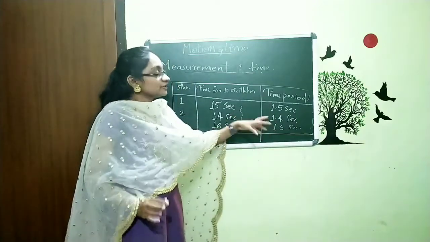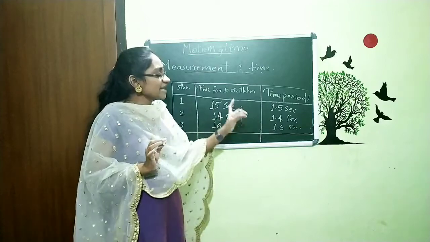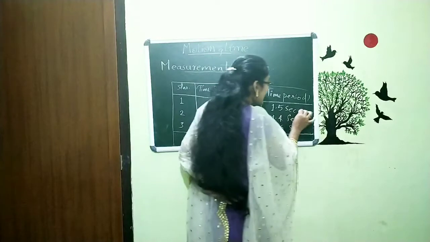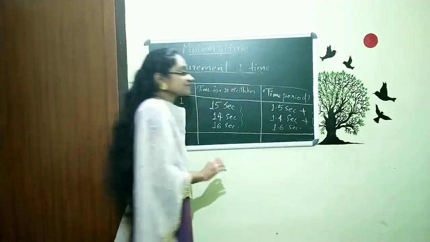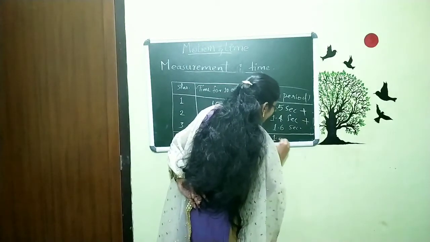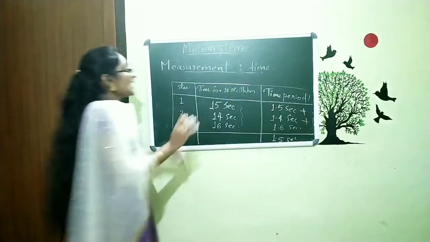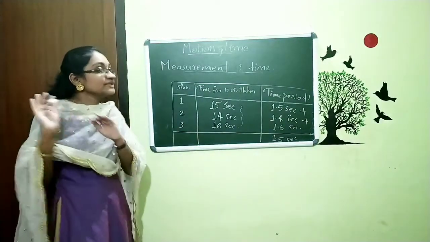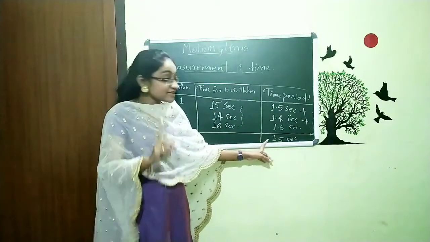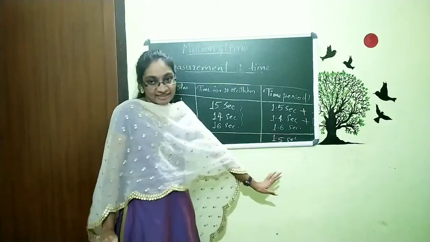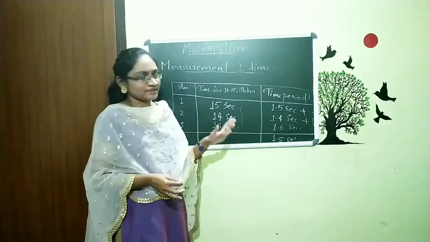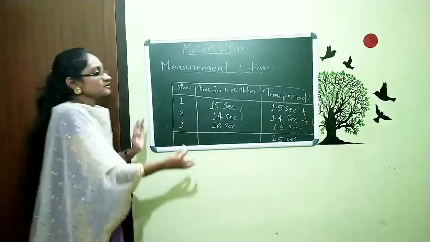Generally in such values there are small variations, and we take the average value of these. That means we just add these three values and divide them by 3, and finally we get the value as 1.5 seconds. So I conclude that for that bob with the particular length, the time period for one oscillation is 1.5 seconds. You just observe the experiment and remember how we are doing it. No need of getting confused with this.